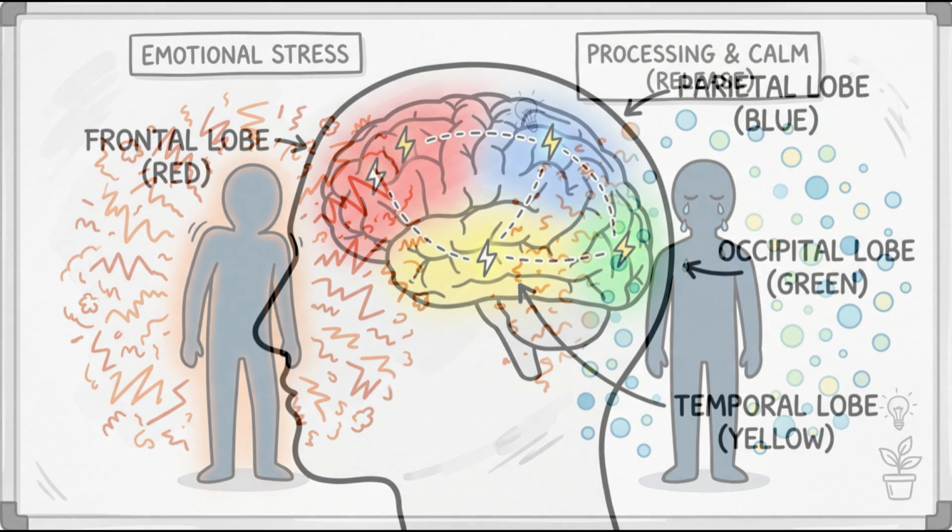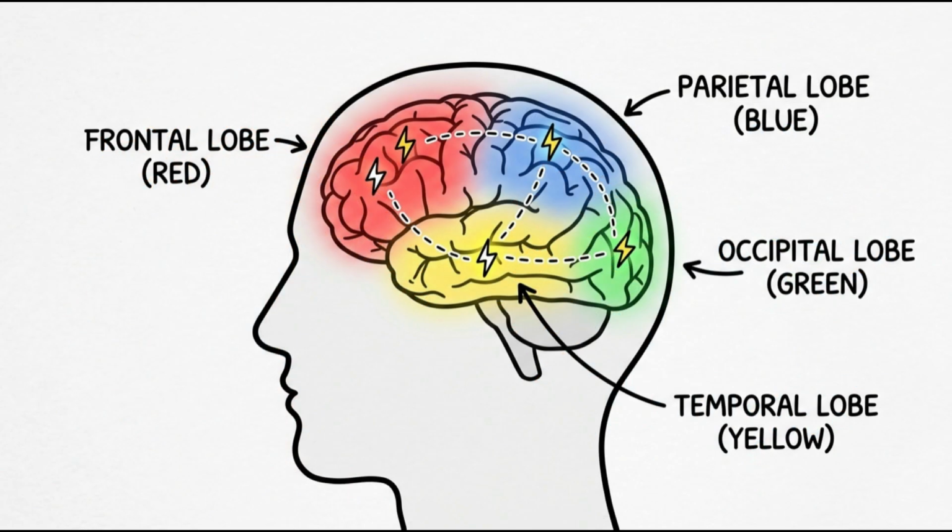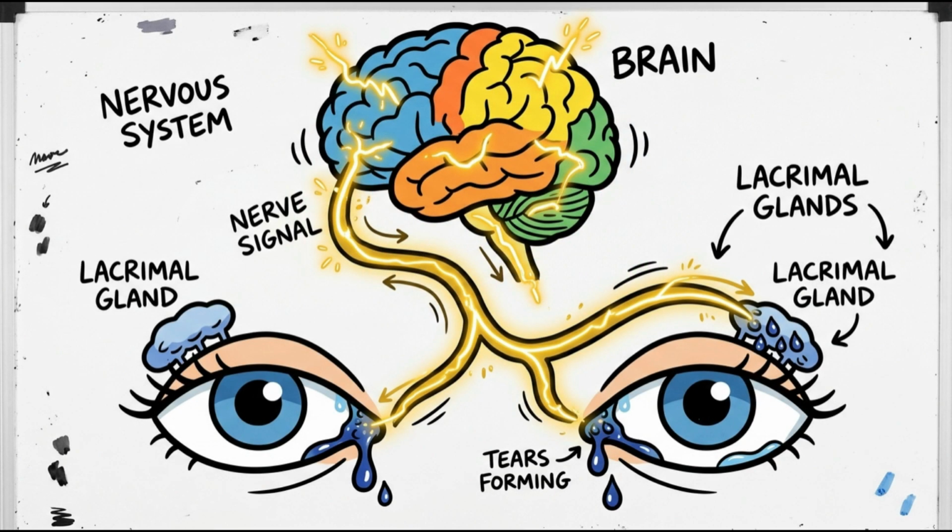those feelings. Introduce the brain as the control center where emotions are processed before tears begin to form. Show how emotional signals travel through the nervous system and activate the tear glands.